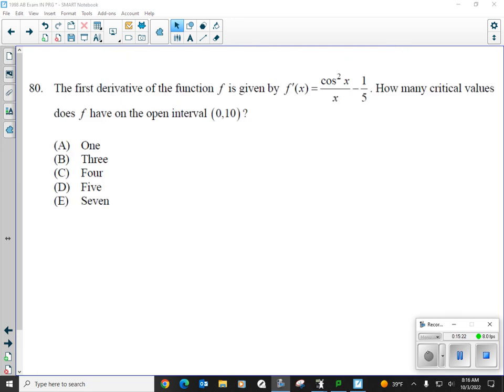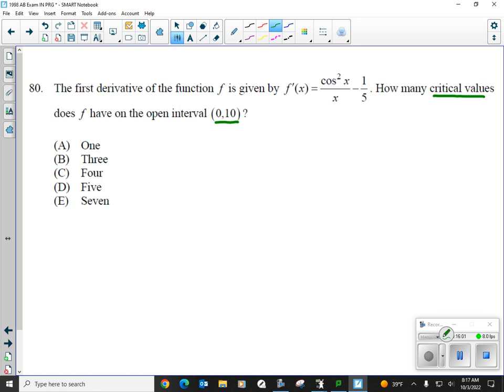Number 80. The first derivative of the function f is given by f prime of x equals cosine squared of x over x minus 1/5. How many critical values does f have on the open interval from 0 to 10? I don't care about anything outside 0 to 10 on the x-axis. Critical values are where mins and max happen. It's where your slope changes.